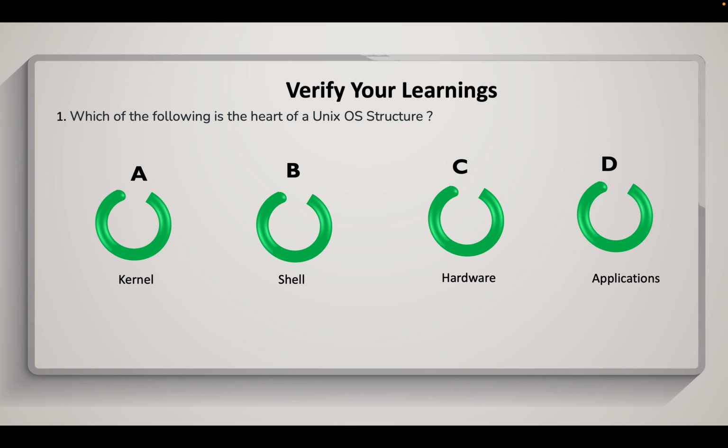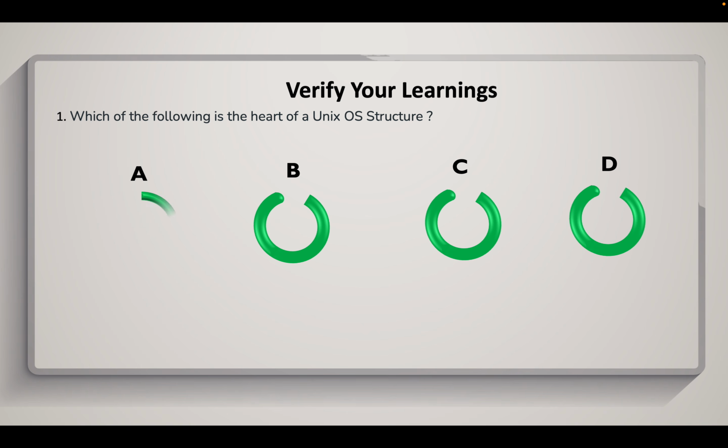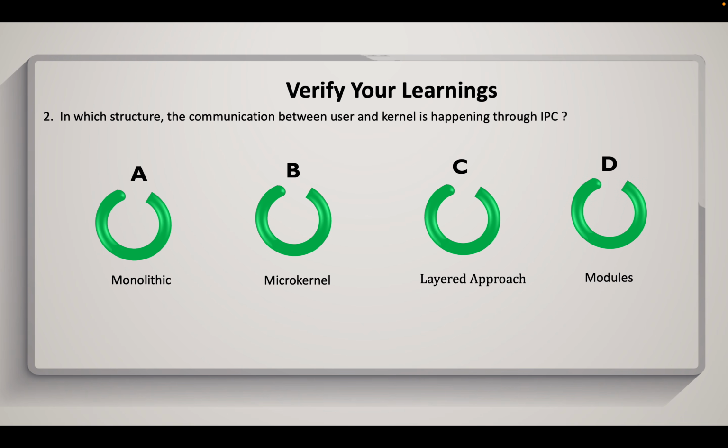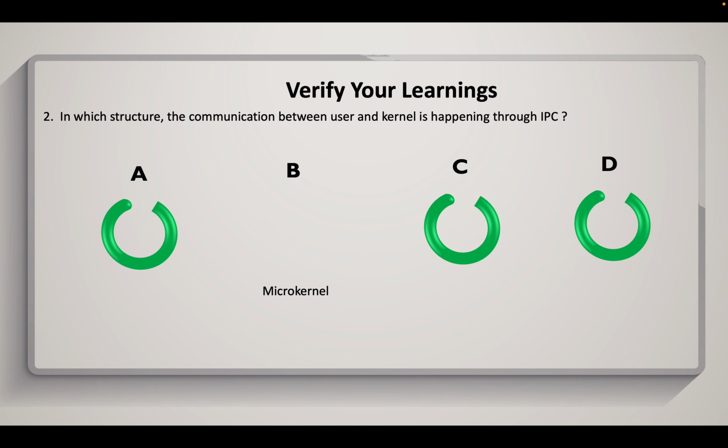We'll check our understanding. Which of the following is the heart of operating system structure? Kernel, shell, hardware, or application? Kernel is the heart of the operating system. Second question, in which structure is the communication between user and kernel happening through IPC? Monolithic, microkernel, or layered approach? Microkernel.